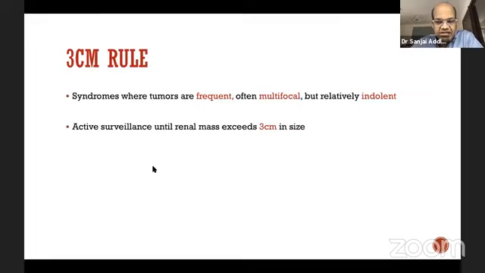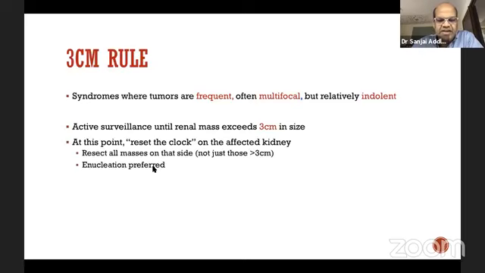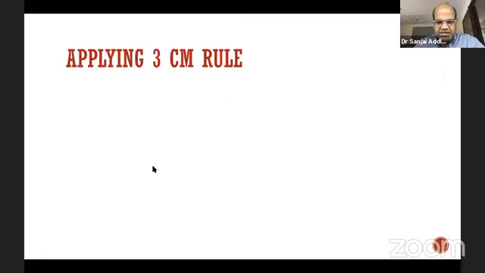So active surveillance until the mass exceeds 3 centimeters in size, and then you go and excise all the lesions, then you reset the clock, and then keep them on active surveillance. So this 3 centimeter rule can be followed for the patient. If a patient presents with multifocality, you do genetic screening and you tend to note that they have got a syndrome. In that situation, you can put them on the 3 centimeter active surveillance and then operate when they start growing around 3 centimeters in size.